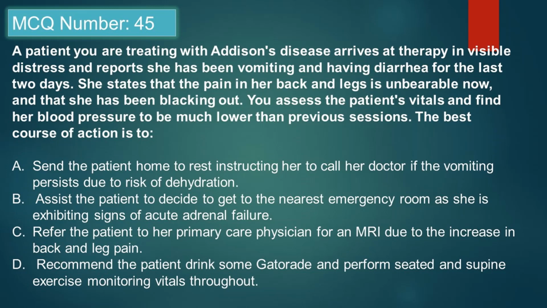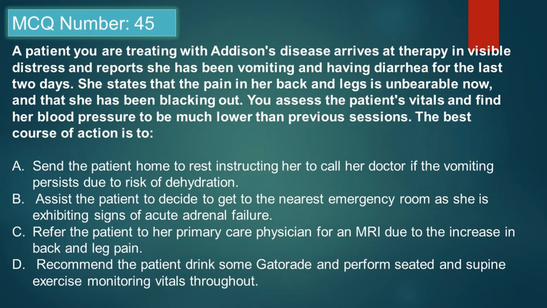Option A, send the patient home to rest, instructing her to call her doctor if the vomiting persists due to risk of dehydration. Option B, assist the patient in getting to the nearest emergency room as she is exhibiting signs of acute adrenal failure. Option C, refer the patient to her primary care physician for an MRI due to an increase in back and leg pain. Option D, recommend the patient drink some Gatorade and perform seated and supine exercise, monitoring vitals throughout.